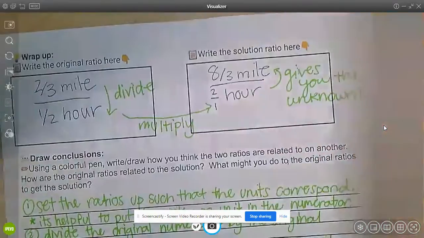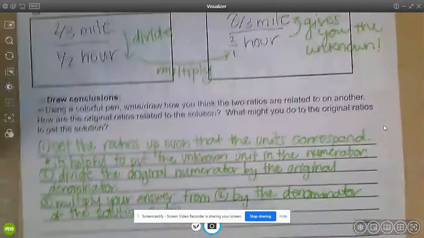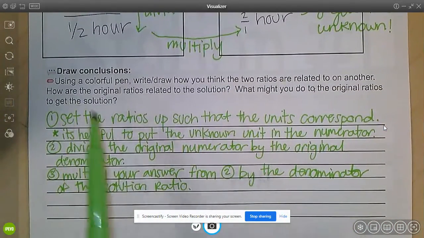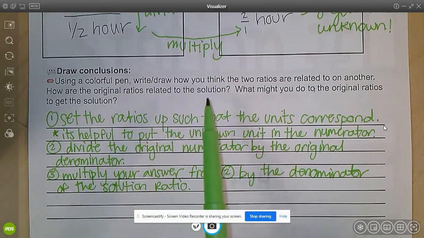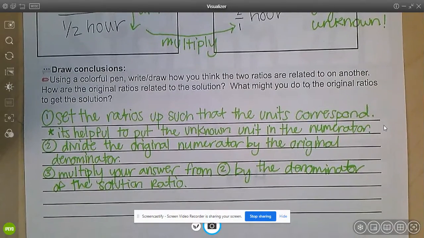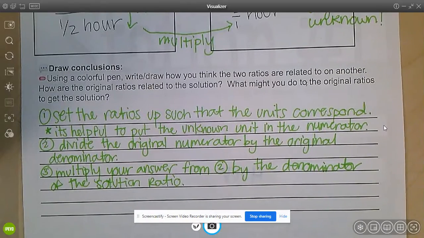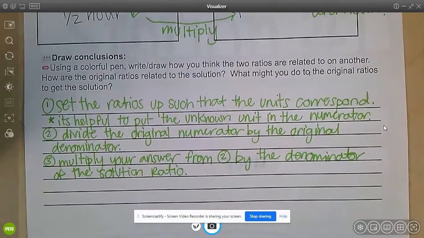Now, lastly, it says using a colorful pen, write or draw how you think the two ratios are related to one another. How are the original ratios related to the solution, and what might you do to the original ratios to get the solution? These are notes that you could take. Read through these. Go ahead and copy these down because this is the process that you're going to use.